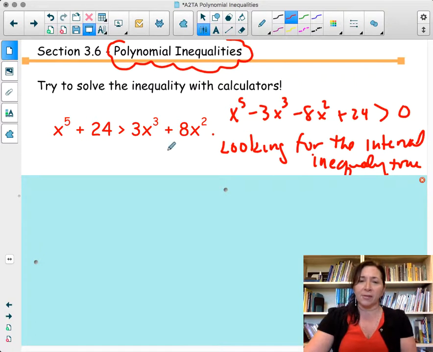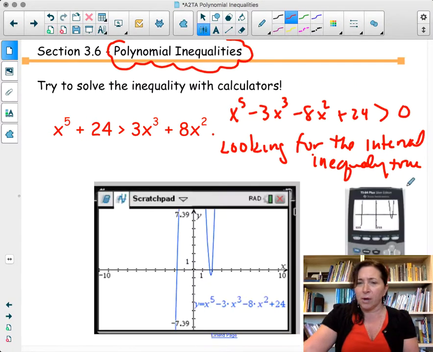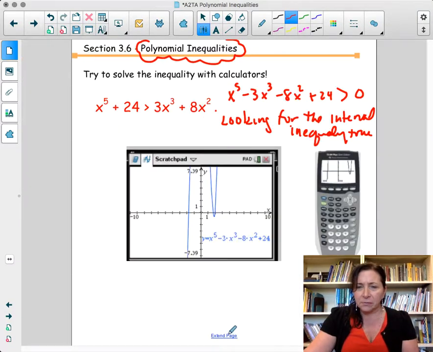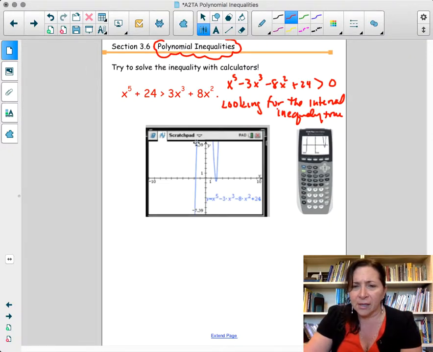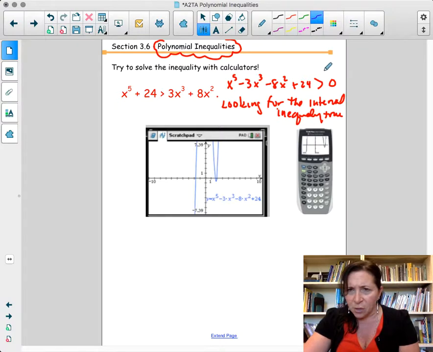So I graph this on my calculator just to start off. And when I graph this on my calculator, what you see is this graph that goes down, it goes up, down, comes back up. And of course, I graphed it here on my calculator as well. So what's happening here is this question is asking this. See this value greater than 0? That's asking you where on my graph is it greater than 0.